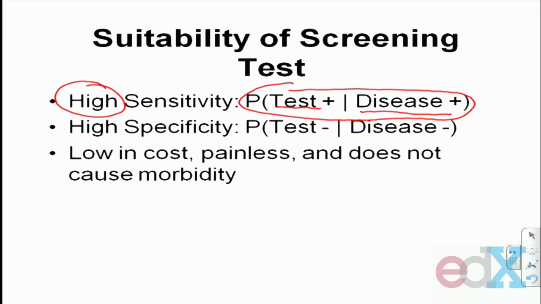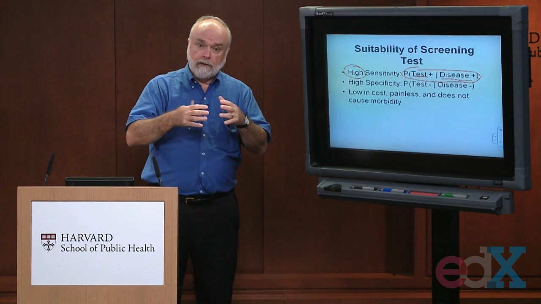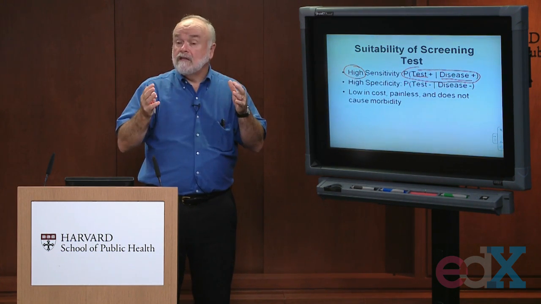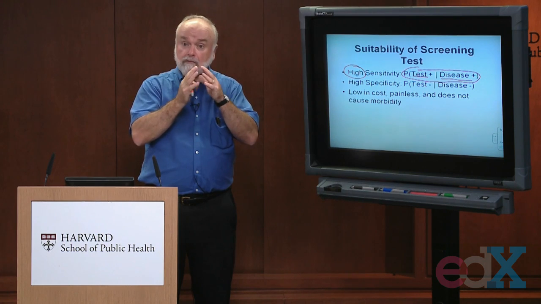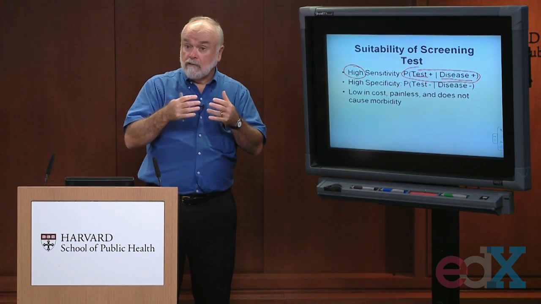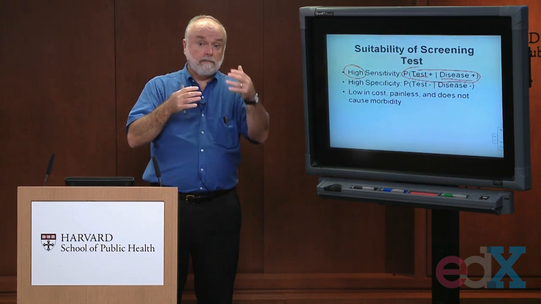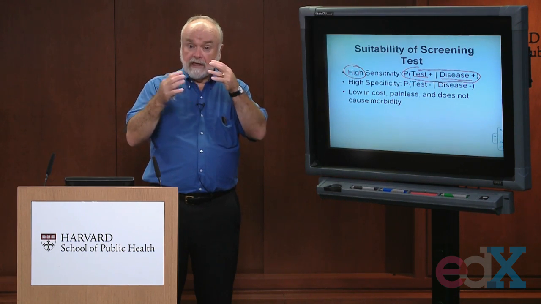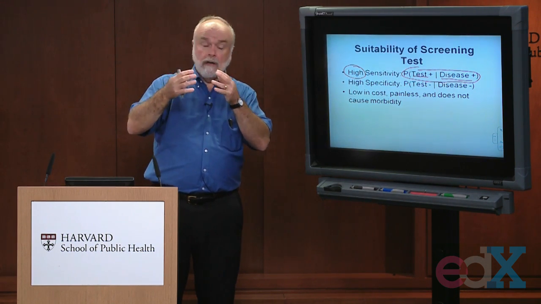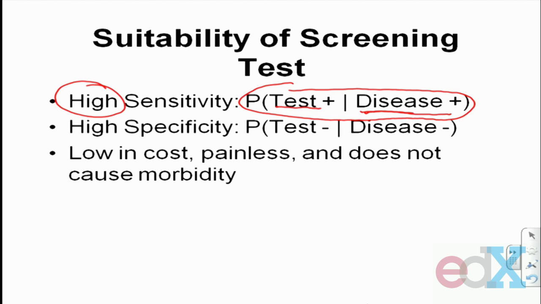We want to be able to detect all these people who have disease unknown to them in this preclinical phase by giving them a screening test. And anyone who's tested positive, we want to be able to say that that positive test is capturing most of the people who actually have the disease. That's what high sensitivity means.